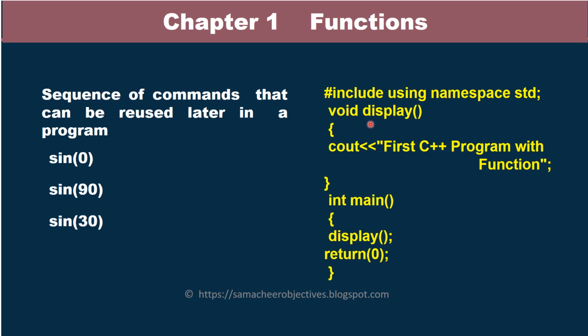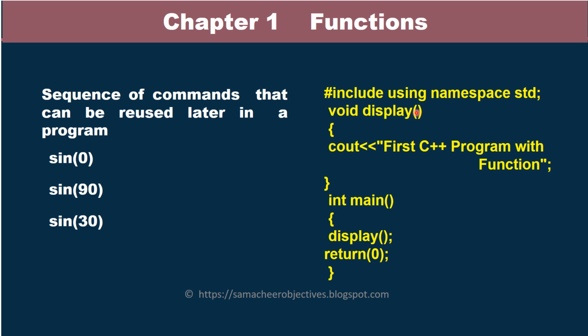What is meant by function definition? Here this is the function definition. These are the statements that define the function. Here we have only one statement to define the function display. And here you see in the sine function we have one input. Here 0, here 90 and here 30. And here we don't have any input values. That is, no parameter is given here.